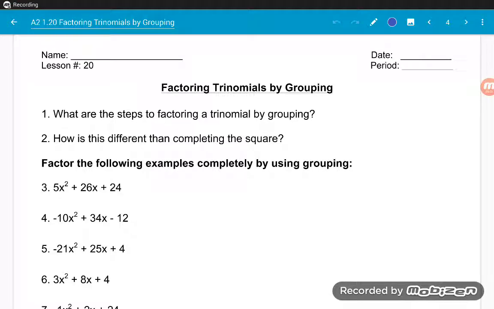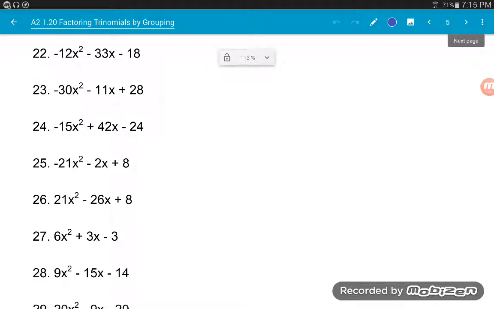Okay, so here's a tutorial video on lesson number 20, which is factoring trinomials by grouping. Lesson 19 was on factoring 4 terms by grouping, so now we're doing it with 3 terms. There's a couple of steps involved in setting it up. So let me show you the steps first, so you can copy them down if you don't have them.